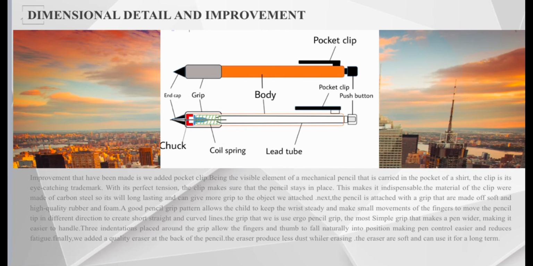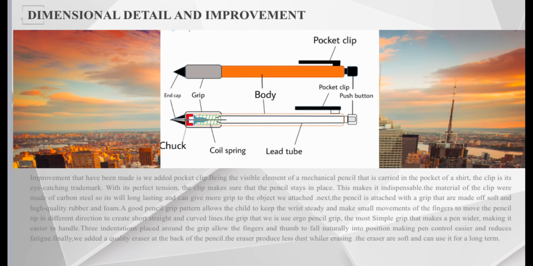Dimensional detail and improvement. An improvement that has been made is that we added a pocket clip, the visible element of a mechanical pencil that is carried in the pocket of a shirt. The clip is its eye-catching treatment. With its perfect tension, the clip makes sure the pencil stays in place. This makes it indispensable.